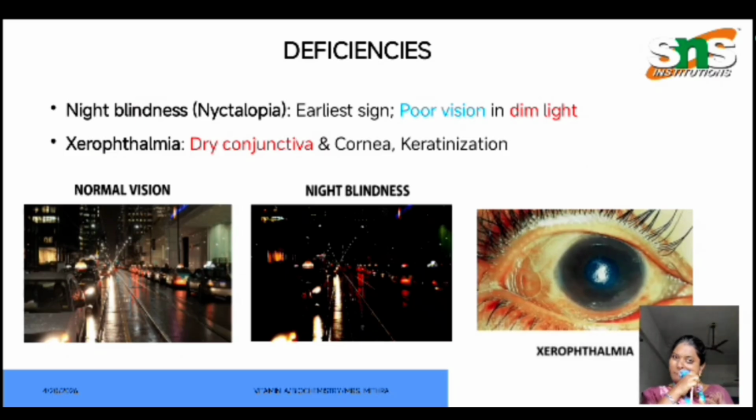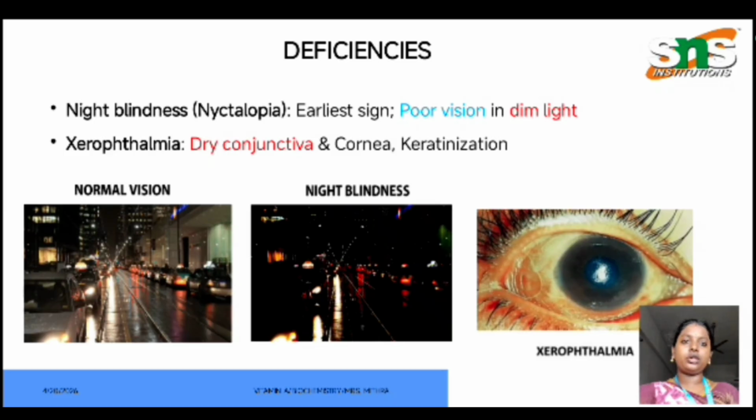Coming to the deficiency, the main sign of deficiency is night blindness, often termed nyctalopia, and it is the earliest symptom, which mainly causes poor vision in dim light. Those who are traveling at night find it very difficult to see because of the poor vision. So they lack vitamin A in their diet, and it often leads to nyctalopia.